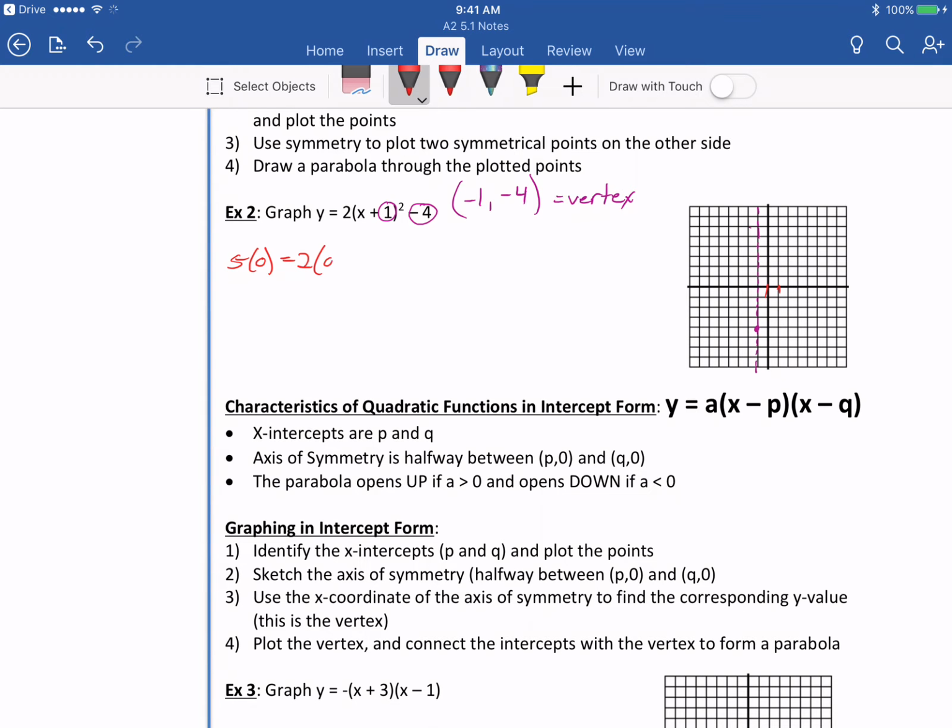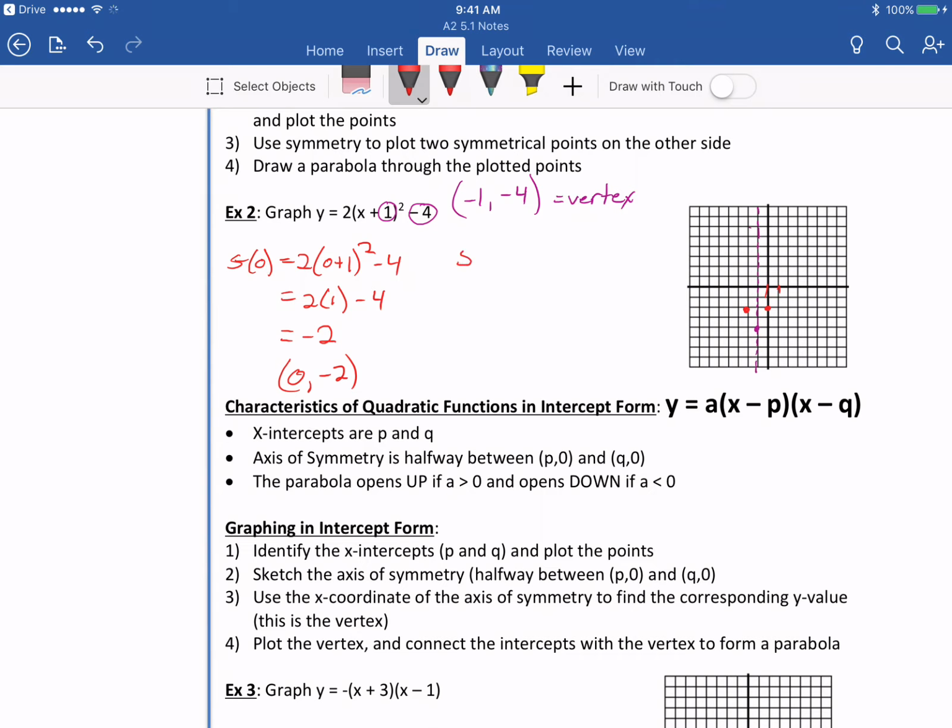I get 2 times (0 plus 1) squared minus 4. Going through here, I'm going to have 2 times 1 minus 4, so I'm going to end up with negative 2. So my point here is 0, negative 2. Let's plot that. I got 0, negative 2, so to make it symmetric, I go 1 to the left of that and go negative 2.